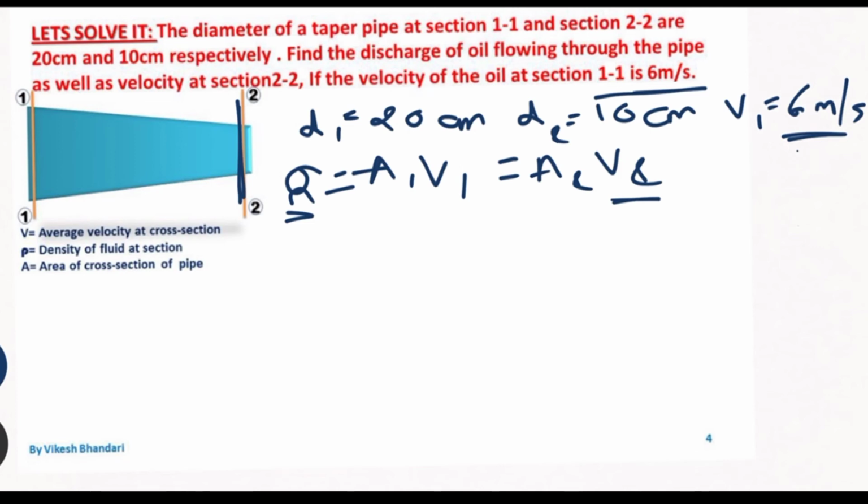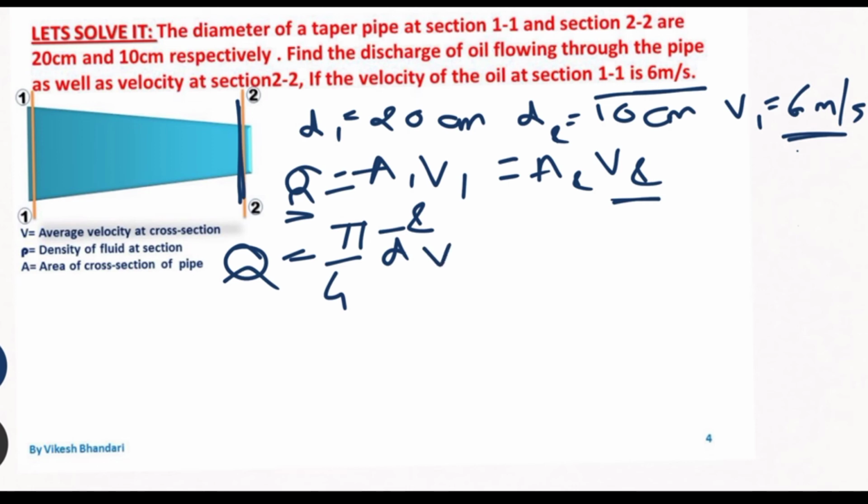Okay, I will first find the discharge Q. What is A? What is the area of the pipe? It is nothing but the area of the circle. What is the area of the circle? It is pi d square by 4.